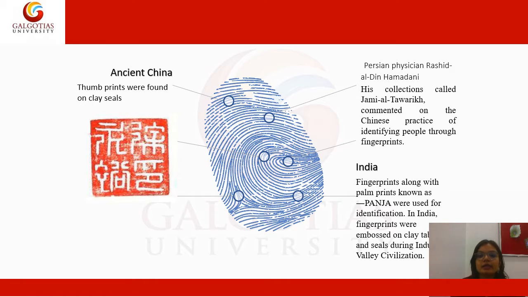Apart from that, we had a Persian physician named Rashid. He collected the Chinese practice of identifying people through fingerprints, commented on it, and named the collection Jamil Tawarik. Then in India, the whole palm print, known as punja, was used for identification purposes, and they embossed those on clay and seals during the Indus Valley civilization.